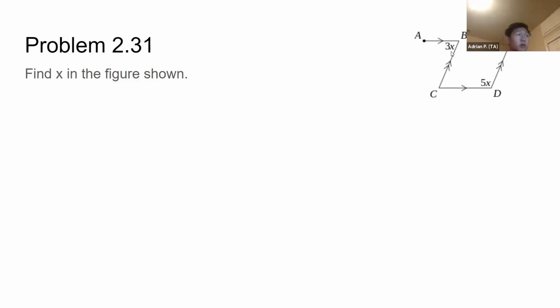Okay, so for this question, you see ABC and BCD are going to correspond to each other, so these two are going to be equal. And since you can form a parallelogram BEDC with 3x, 5x, 3x, 5x, you could add them all up and you would get 16x equals 360. Then if you divide both sides by 16, you get x equals 22.5.